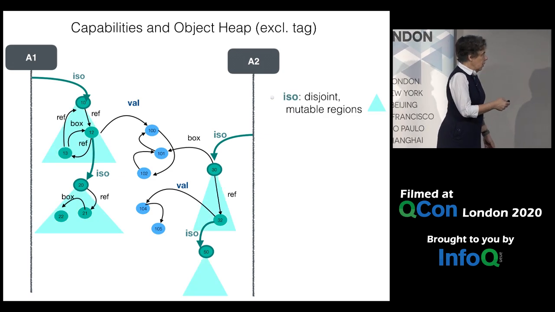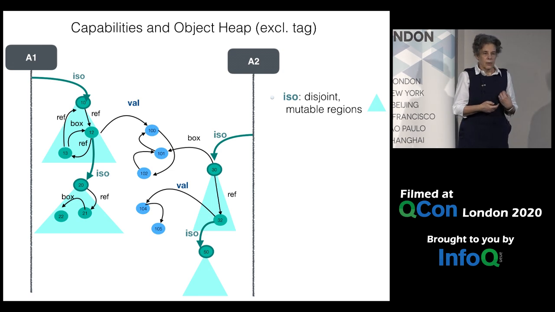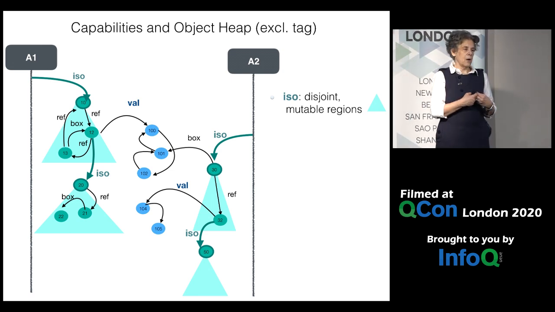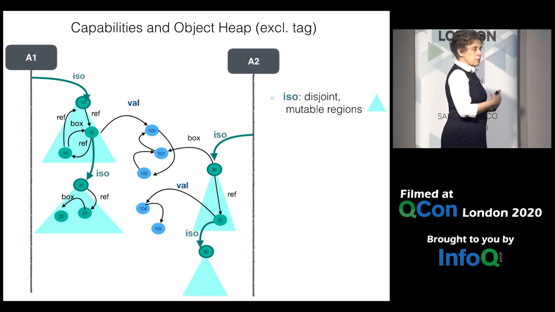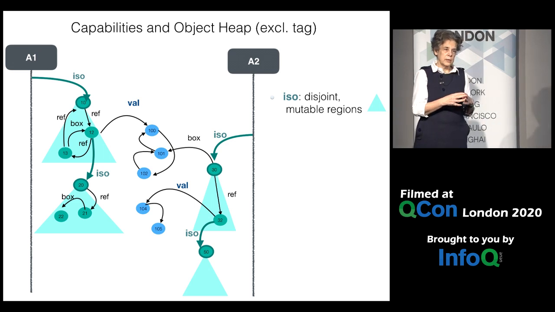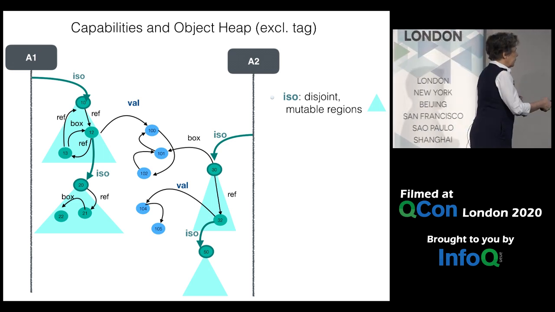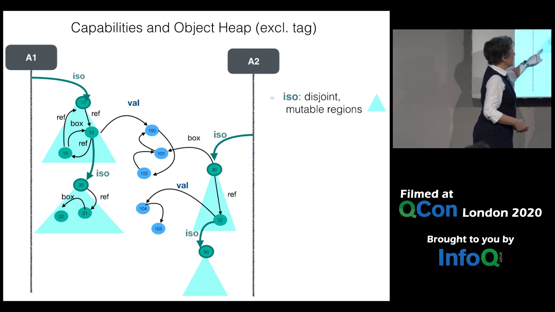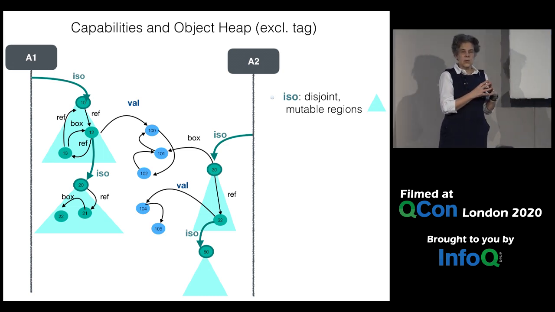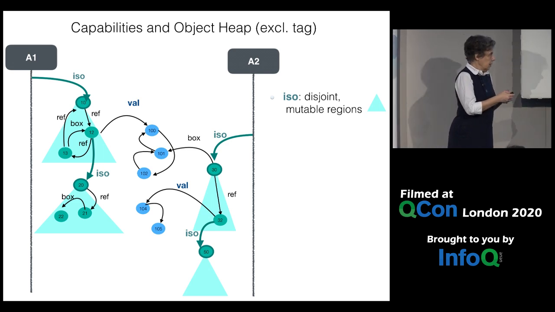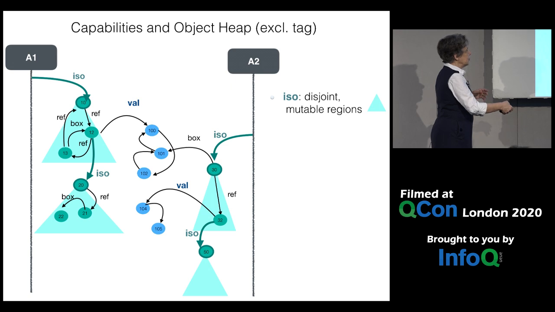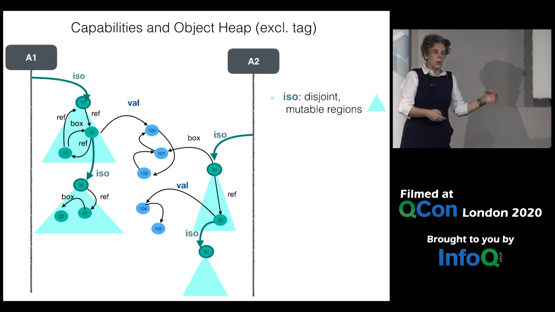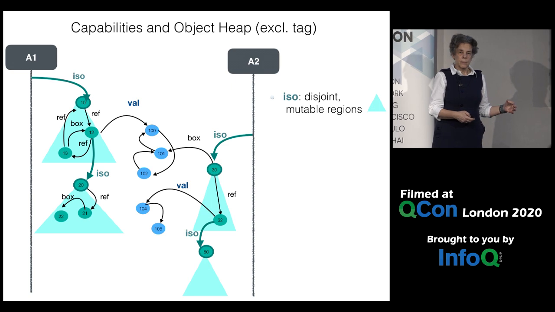Now, what does the topology mean? The isos introduce a partition of the mutable heap into disjoint regions. So these turquoise triangles indicate the objects that belong to the same region. And we see that there are 4 regions. One starts at 10, the other 20, the other 30, the other 50, because they all have an iso pointing to them.